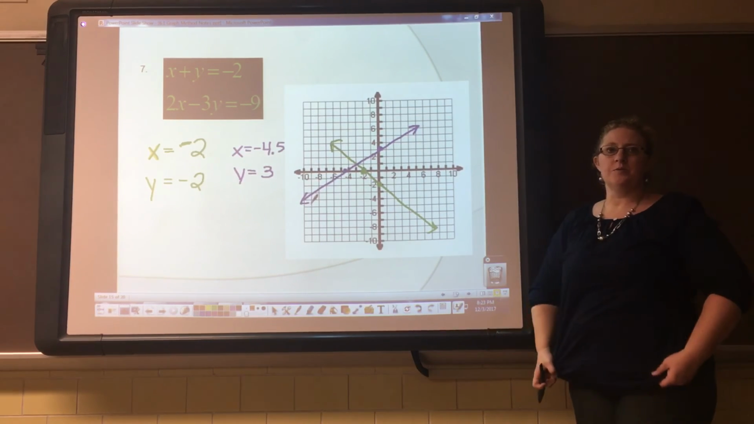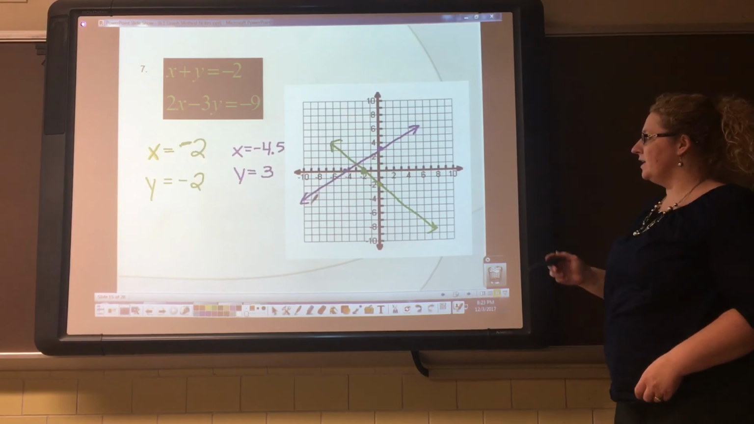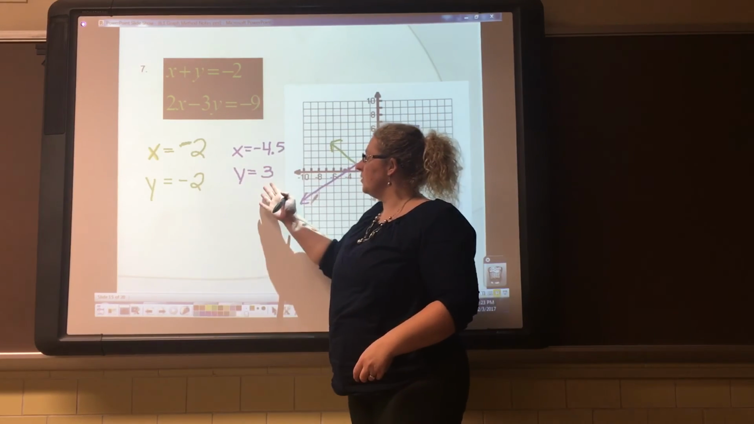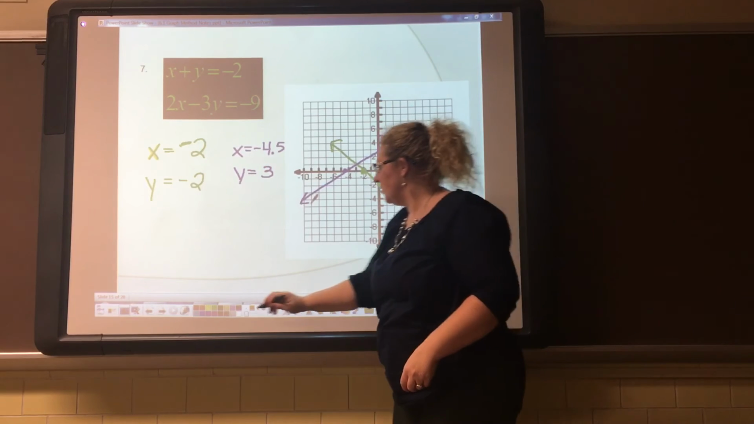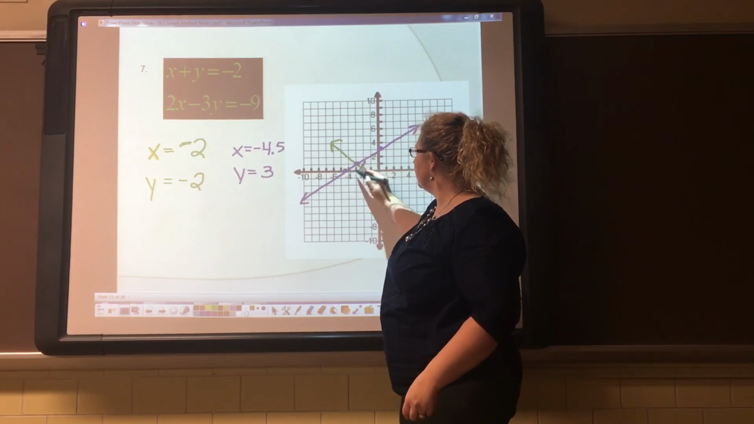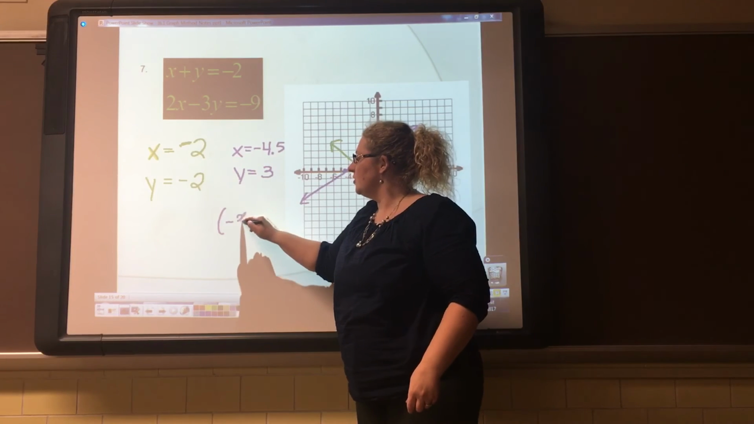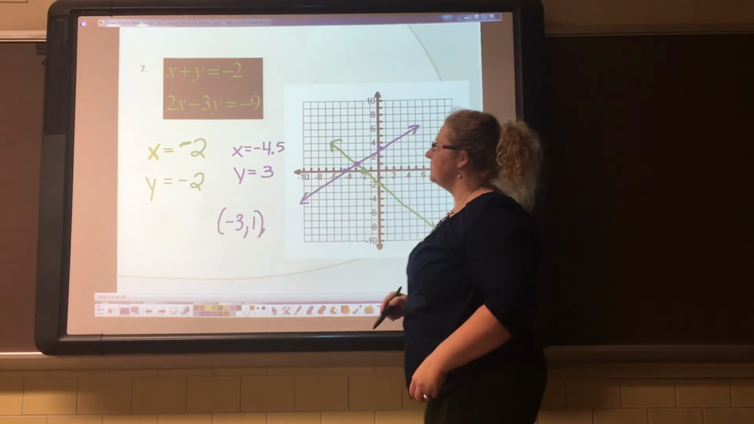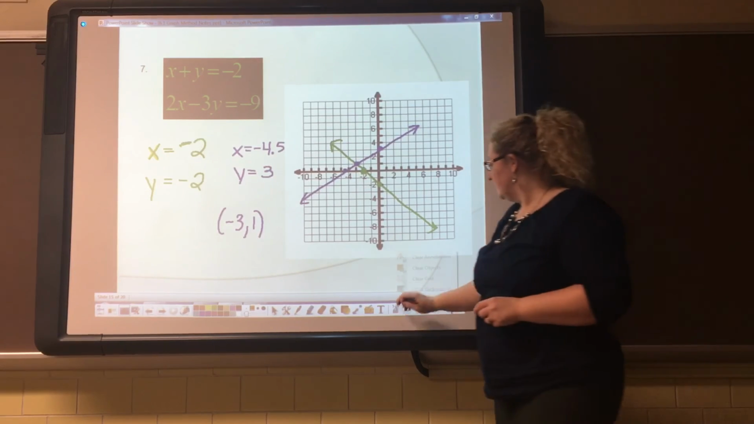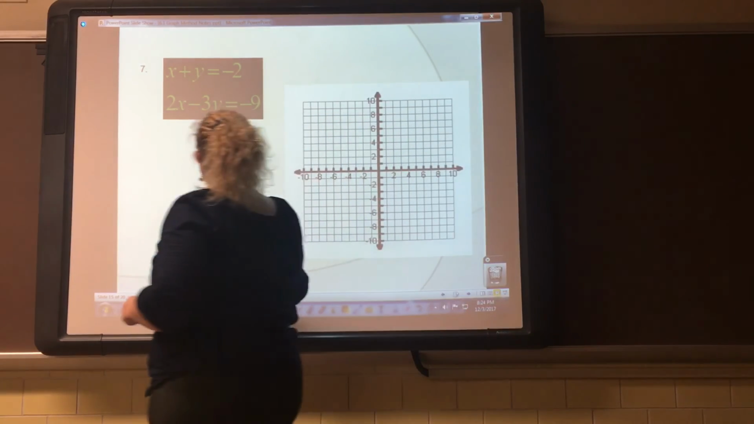Alrighty, so while you guys were working on this, I went ahead and graphed it up here as well. You'll see the x and y intercepts for both of those, and then you'll see that once you graph those, it does cross right here at this point, which is at -3, 1. So the solution for this problem is -3, 1.